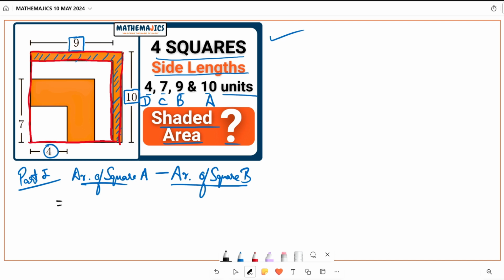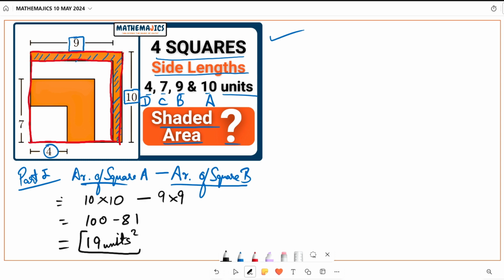So what is the area of square A? That will be 10 times 10. What will be the area of square B? That will be 9 times 9, which will give us 100 minus 81, which gives us 19 units square. Okay, so this is the area of part 1. Now we will find the area of part 2. Let this be part 2. Okay, let's find the area for part 2.